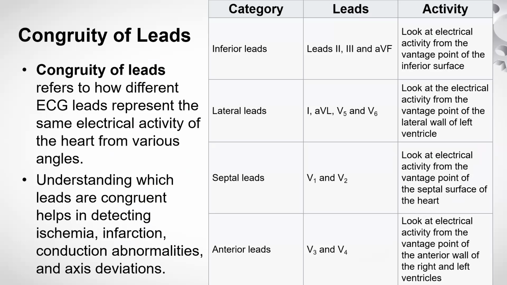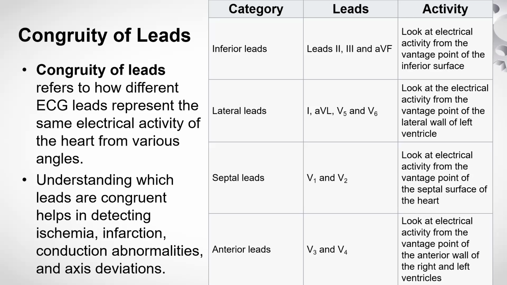It means that the different ECG leads represent the same electrical activity of the heart, but looking at it from different angles. It is critical that you understand congruency of leads, because it helps you to determine ischemia, infarction, and especially axis deviation. So if you're looking at, for instance, patients that have inferior MI, you want to look at lead 2, lead 3, and AVF, because they are looking at the electrical activity of the heart from the inferior surface of the heart.